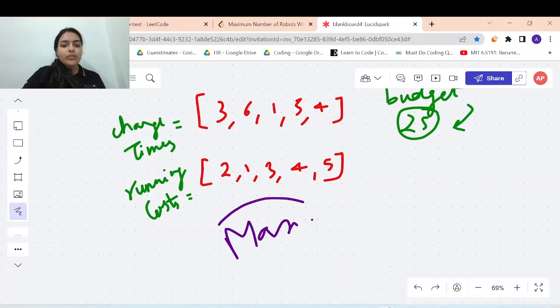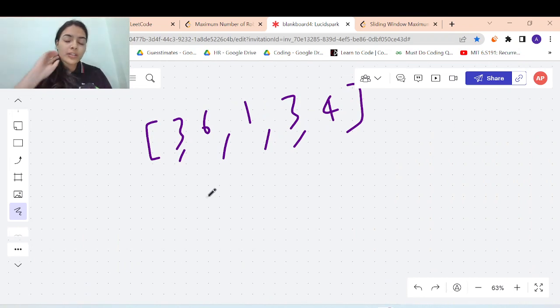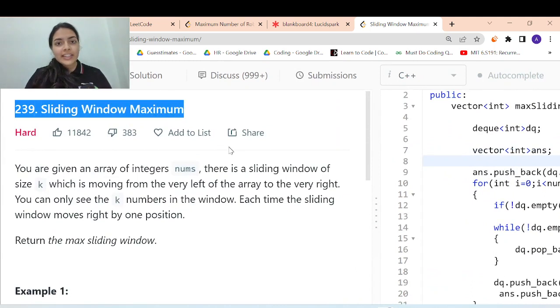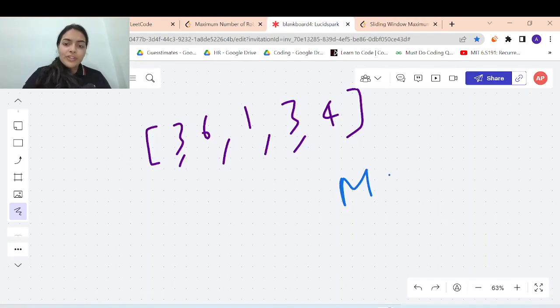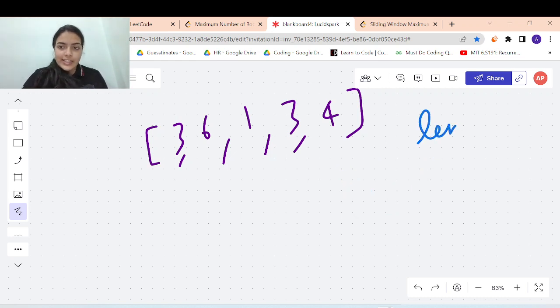You also have to calculate the maximum. Now let's see how to find the maximum value in the most optimal time. This question is already another question, called sliding window maximum. I will attach a link of this video in the description, but let's discuss it again here also if you have not done this question. I have to find the maximum element in a subarray. Let's say I have a subarray of length 3. In all subarrays of length 3, if somebody is telling me to find the maximum element, then in the first subarray of length 3, the maximum is 6.